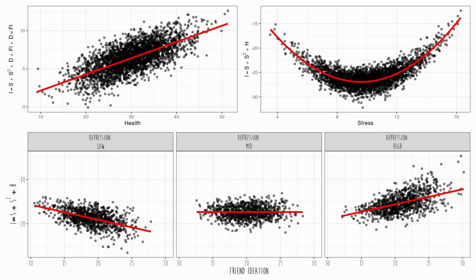And you can interpret these plots in isolation. You can interpret this plot here and say, wow, there is a linear relationship between health and suicide ideation, controlling for all the other variables in the model. Or you can say, wow, look at stress. It has a nonlinear relationship with ideation, controlling for all the other variables in the model. Or you can say, wow, look at the relationship between friend ideation, depression and ideation. And you would see something like this and say, wow.